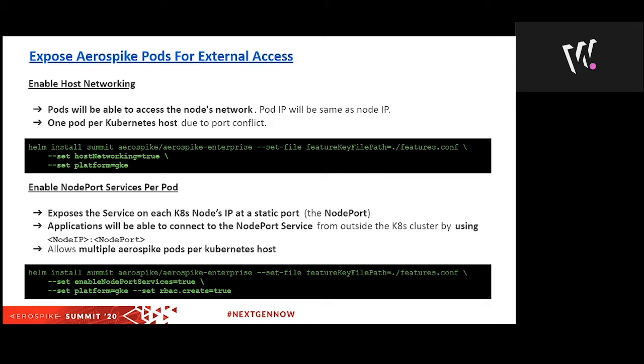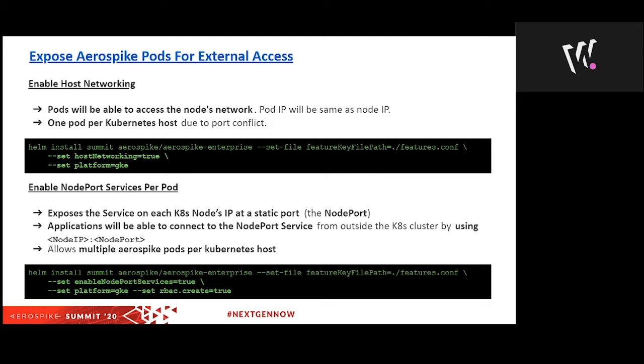Kubernetes provides node port services, which you have to create for each Aerospike pod. The pod gets exposed via the node IP and the node port, so that's the endpoint. Applications can connect to your Aerospike cluster using the node IP and node port. You don't have to create it yourself; the Helm chart will create it for you. You just have to set the flag enable node port services equal to true, and the platform, whether you are on GKE or EKS.